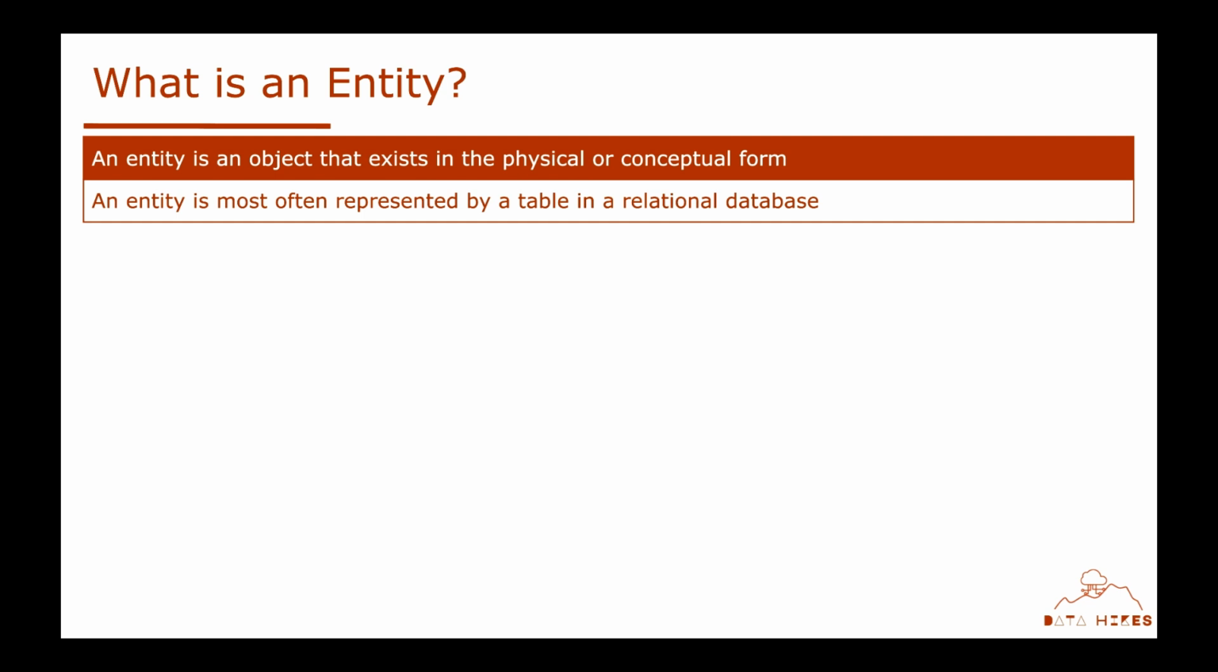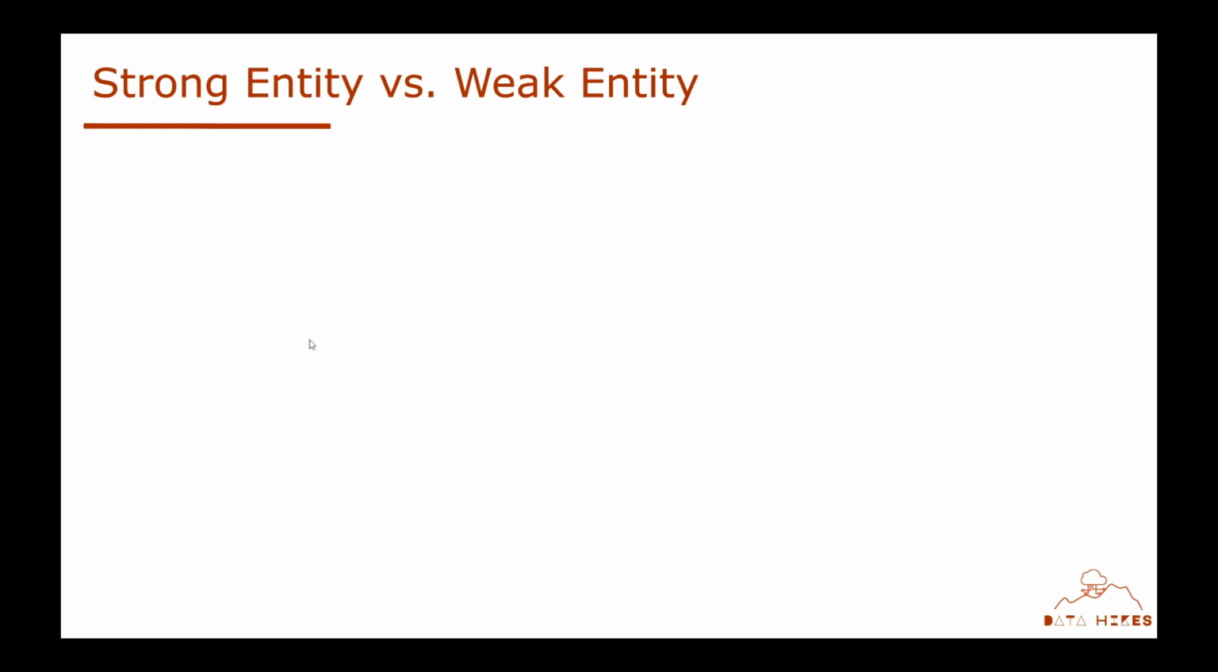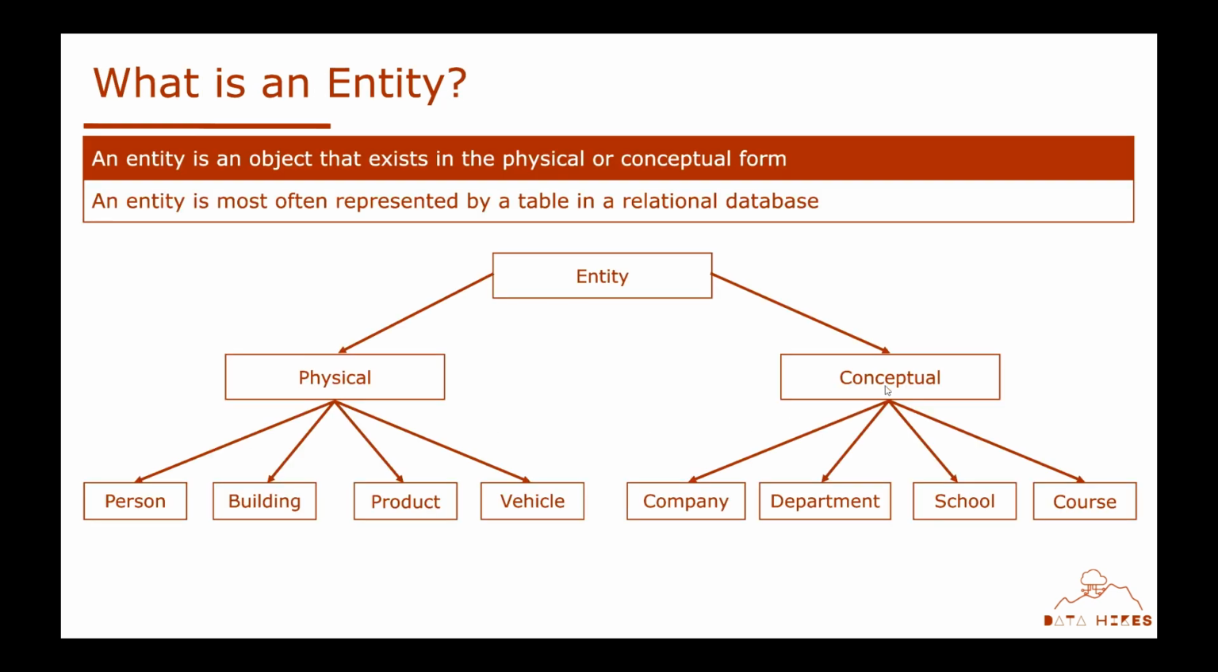An entity, like we have mentioned here, is an object that exists in the physical or conceptual form, and we'll understand more of what that means when we look at some examples. So, the examples on the left are physical entities, and the examples on the right are conceptual entities. Some examples of physical entities are person, building, product, and vehicle. All these things are tangible objects that exist in the physical form, and these can be entities.